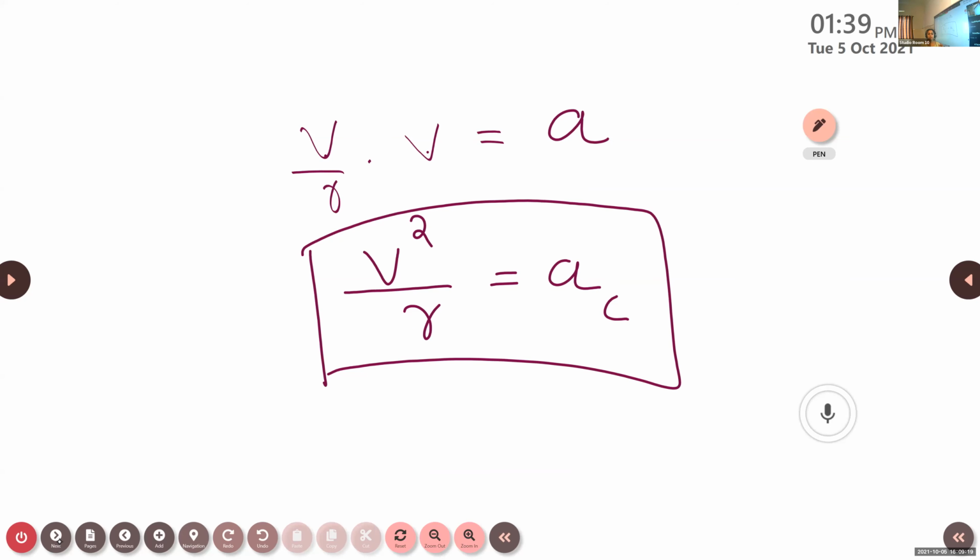This acceleration possessed by the object along a circular path is known as centripetal acceleration, and it is represented by AC. So AC is equal to V square by R. This is the equation for centripetal acceleration.